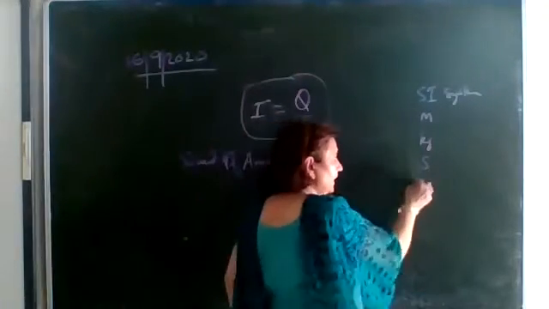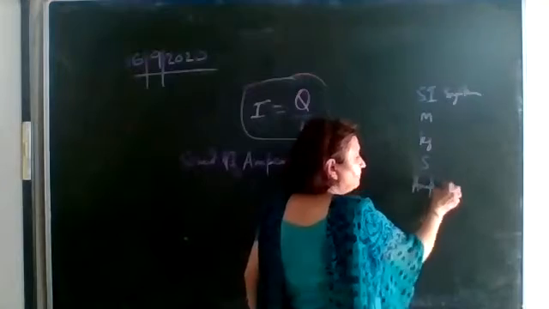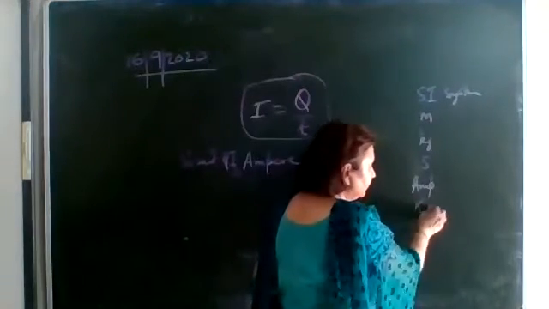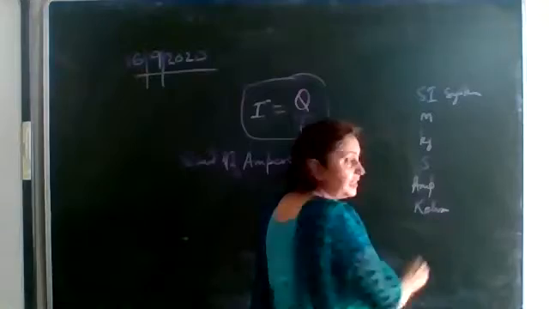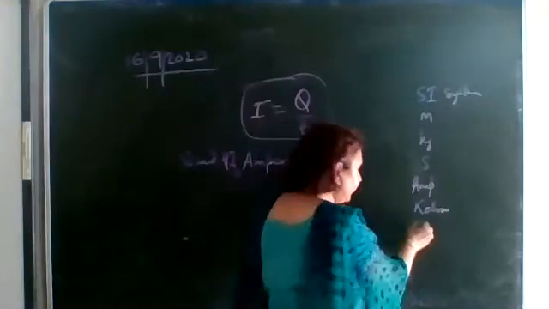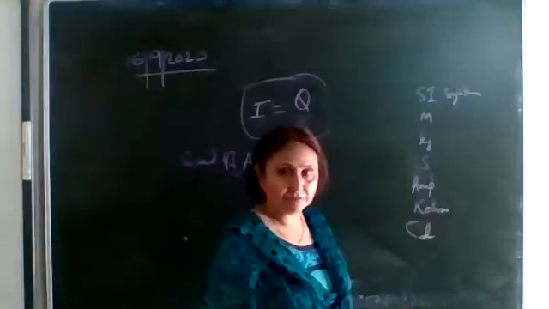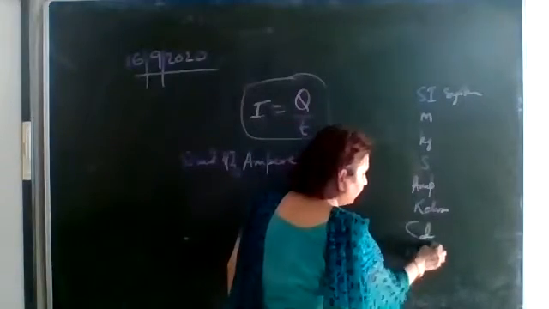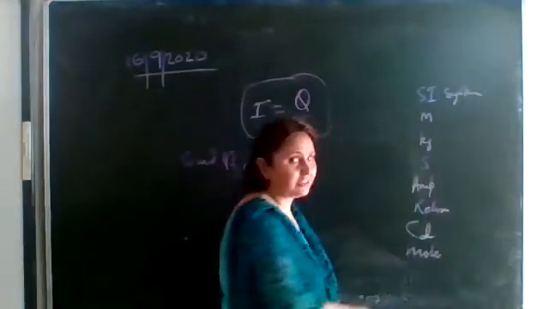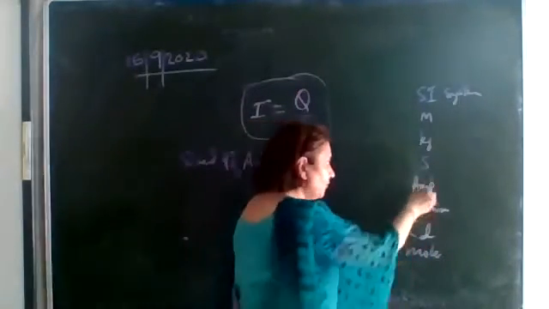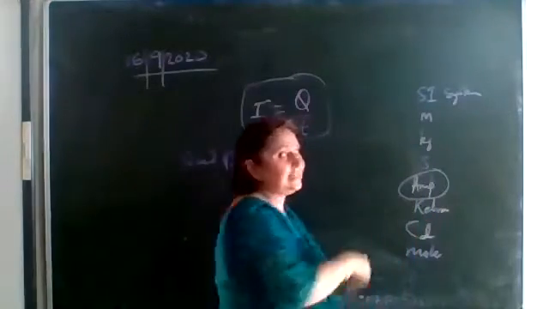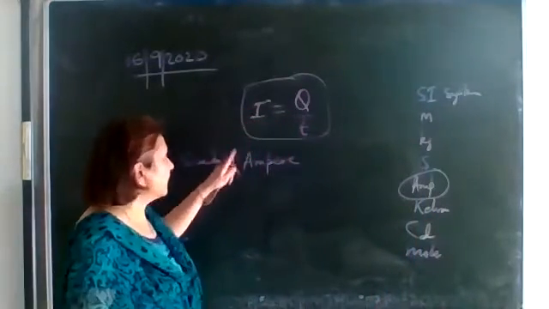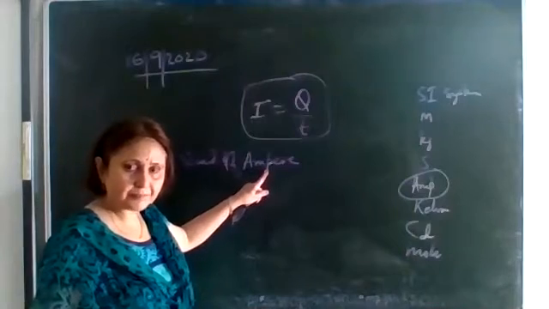What are those? The next one is ampere. Ampere is for electric current. The next is Kelvin, which is for measuring temperature. Candela for measuring the luminous intensity, and mole for the amount of substance. So these are the 7 fundamental units. So from here you see that the SI unit of current is ampere.